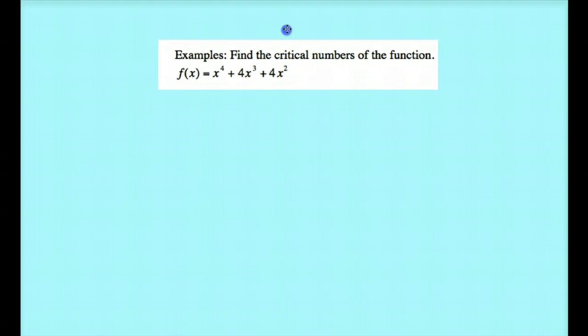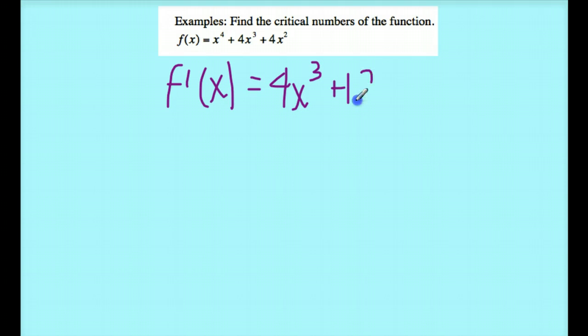So it says find the critical numbers of the function. And as the definition states, a critical number is when the derivative is 0 or undefined. So what I need to do is actually find the derivative, right? So let me move this up for a little bit. And let's go ahead and solve this. F prime of x is equal to 4x cubed plus 12x squared plus 8x. Alright, so I need to set this equal to 0.